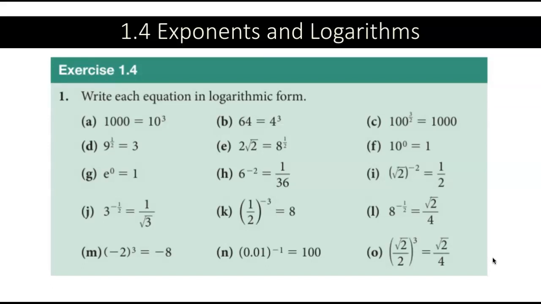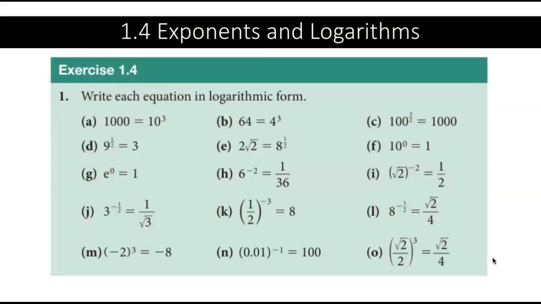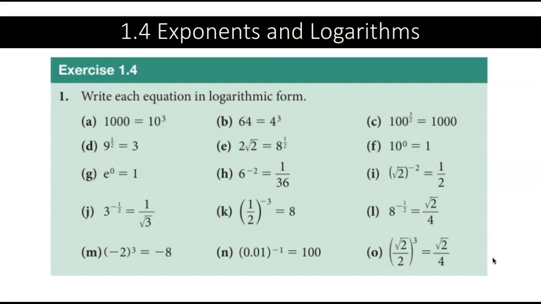Part B, 64 equals 4 to the third power. Again, 4 is the number, 3 is the power, 64 is the answer. When you write it in logarithmic form, it's number, answer, power. You take a nap on a log. So it's the log base 4 of 64 equals 3. In part C, 100 to the 3/2 power equals 1,000. So the log base 100 of 1,000 equals 3 over 2. The rest of the problems are all done the same exact way. It doesn't even matter what they're giving you. It's the log of the number, which is the base, and then answer equals the power.